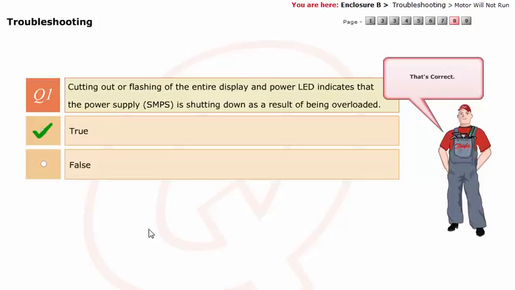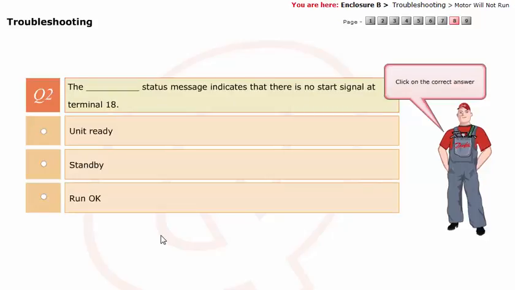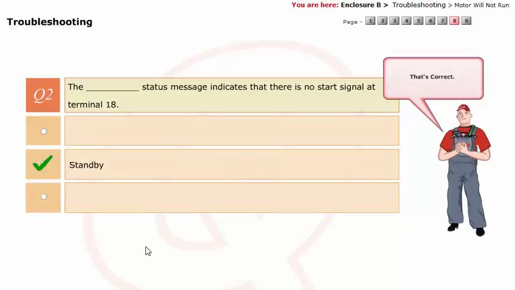That's correct. Cutting out or flashing of the entire display and power LED indicates that the power supply, SMPS, is shutting down as a result of being overloaded. That's correct. The standby status message indicates that there is no start signal at terminal 18.